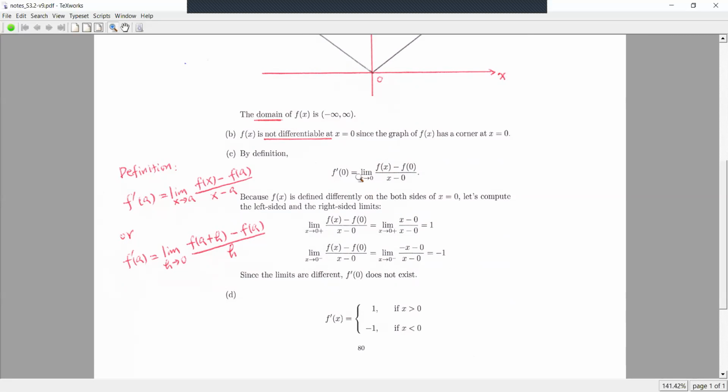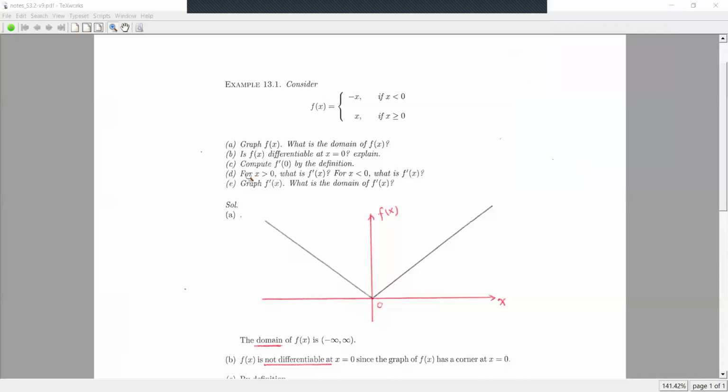Therefore, the both-sided limit doesn't exist, because when I let x approach 0 from the left and from the right, I got two different limits. Therefore, the derivative at 0 doesn't exist. This result is consistent with the result in part B. In part B, the function is not differentiable at 0. So part C confirms the conclusion in part B.